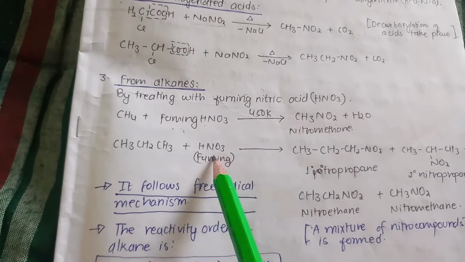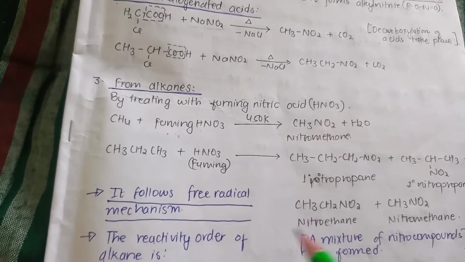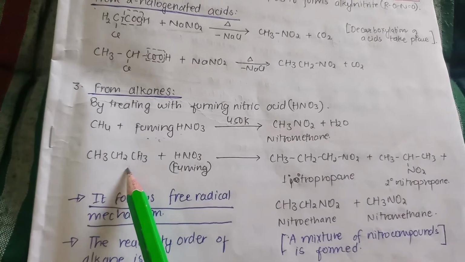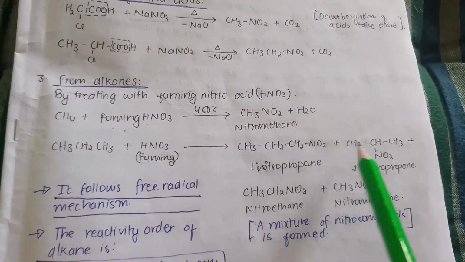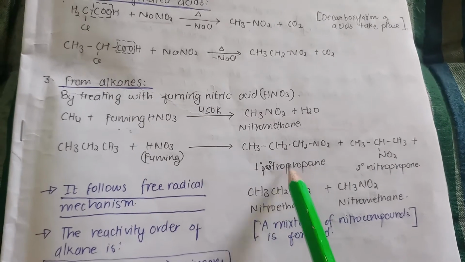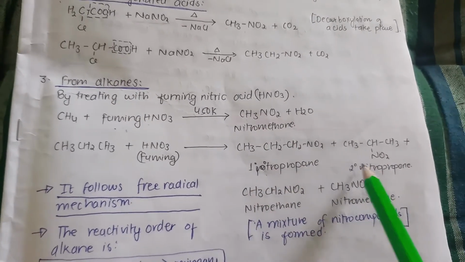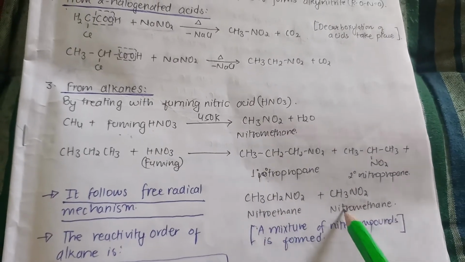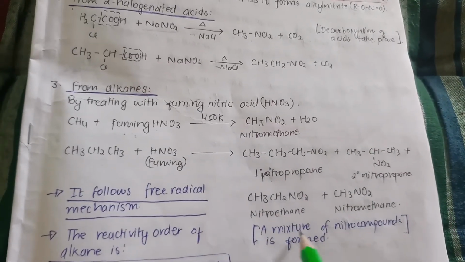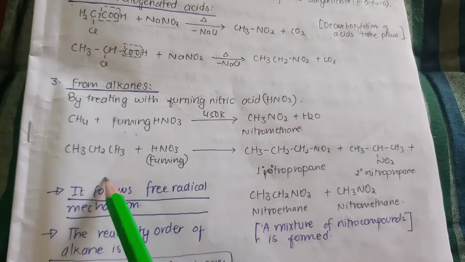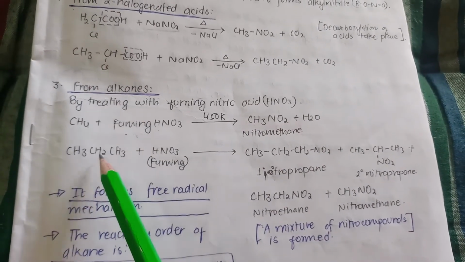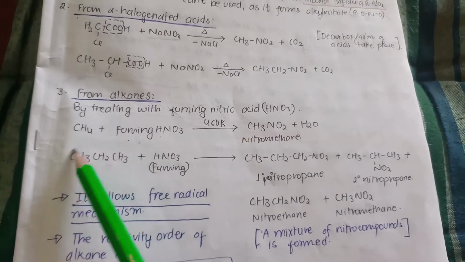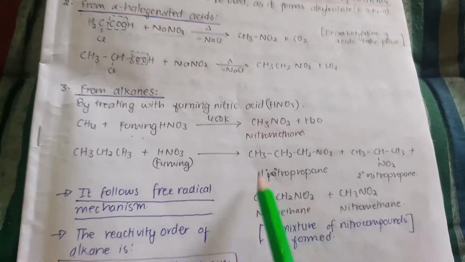It is fuming nitric acid, and when we use propane, higher alkanes, we get a mixture of nitroalkanes. We get 1 degree nitropropane, we may get 2 degree nitroalkane, and we also get nitroethane and nitromethane as well. So a mixture of nitroalkanes is formed when nitration is done with higher alkanes.